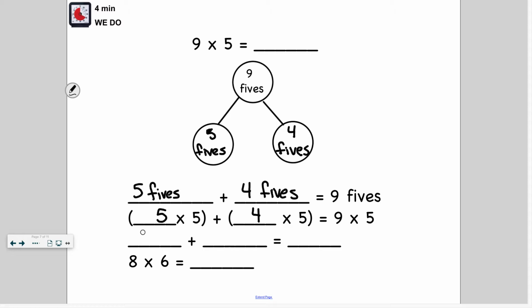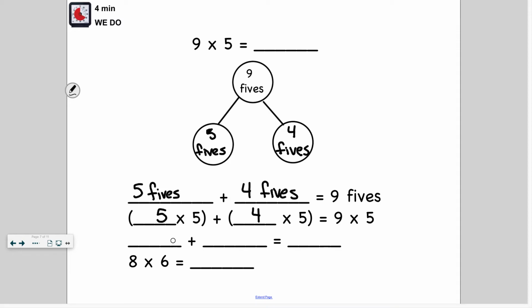So go ahead and copy this now. You should have 5 fives plus 4 fives equals 9 fives. And under that, you should have 5 times 5 with parentheses around it, plus 4 times 5 with parentheses around it, equals 9 times 5. All right, if you still need more time, just pause the video and then press play once you're done copying.